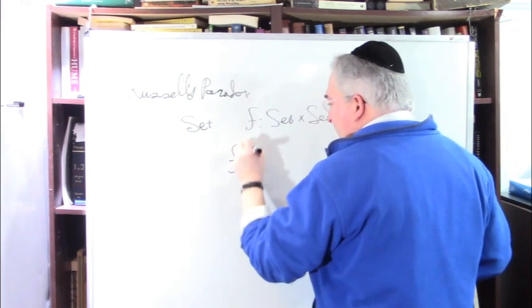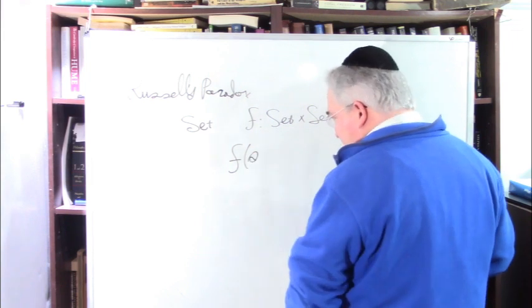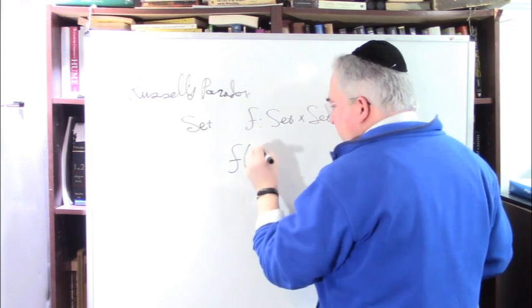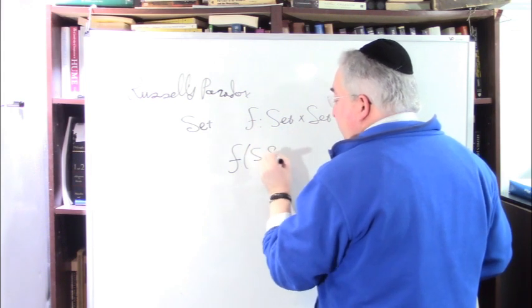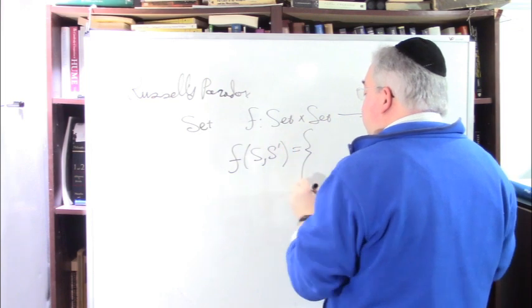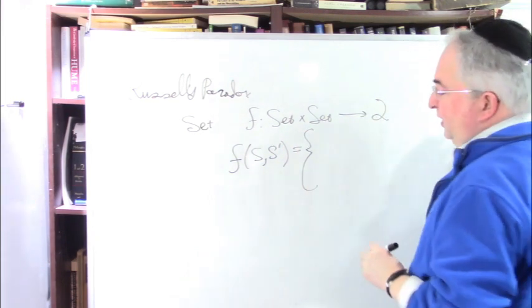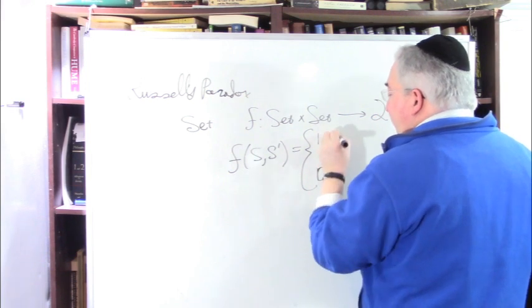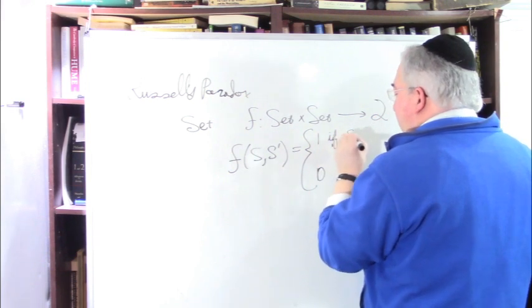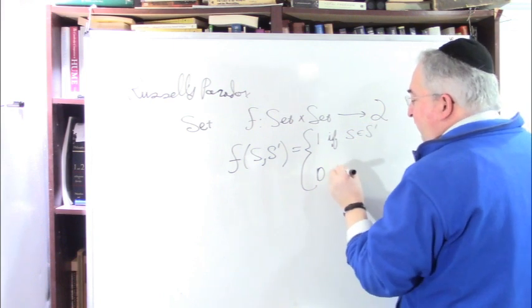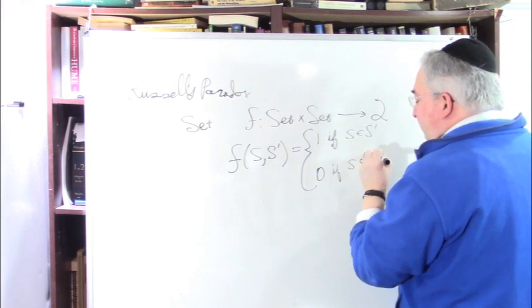So f of s, s prime. Here's two sets. It's either equal to 1 or 0. That's what 2 has. So it's 1 if S is a member of S prime, and 0 if S is not a member of S prime.